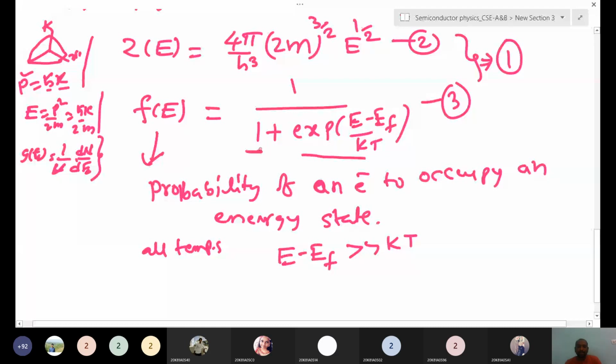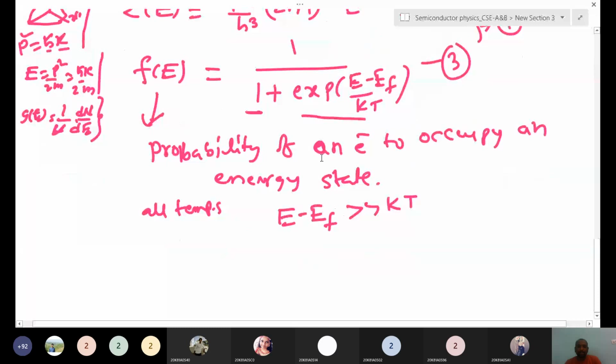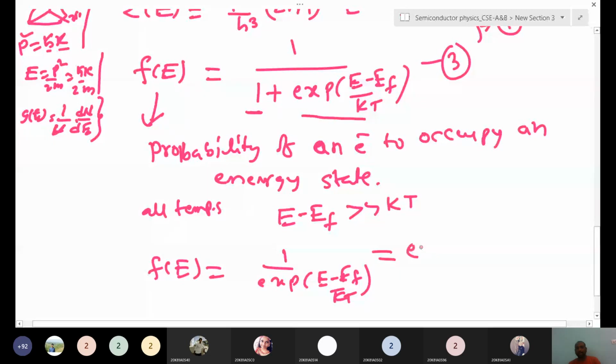So if you rewrite the Fermi-Dirac distribution function, f of E is equal to 1 by exponential of (E minus EF) by KT. I am rewriting this expression as exponential of minus (E minus EF) by KT. We can write it like this, right? Yes, sir. Yeah, we can write.